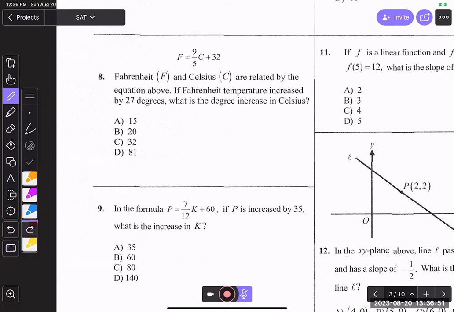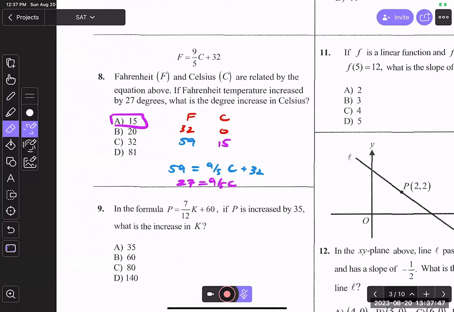Zero. So if your Celsius is zero, what's your Fahrenheit at that point? 32, right? So you have a Fahrenheit of 32 when Celsius is equal to zero. At this point, if Fahrenheit increases by 27 degrees, you just add 27. What's Celsius at that point? 27 equals 9/5 C plus 32. It's 15, because you subtract 32, and you get 27 is equal to 9/5 C. The answer is 15, because there's a 15 degree increase from 0 to 15.